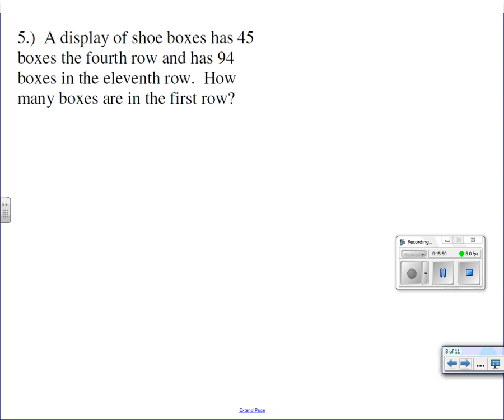Paige, read it for us. Good. Mariah, what's one thing we know? Yeah. Anthony, what's something else we know? Yep. How do you write that? Yes, you do. So in the 4th row, there's 45 boxes. So A4 equals 45. So if there's 94 in the 11th row, how could I write that? Equals. Thank you. Okay. All right, Chase, I'm going to put you on the spot. Do you remember what you do when there's 2 A's and neither of them are A1?